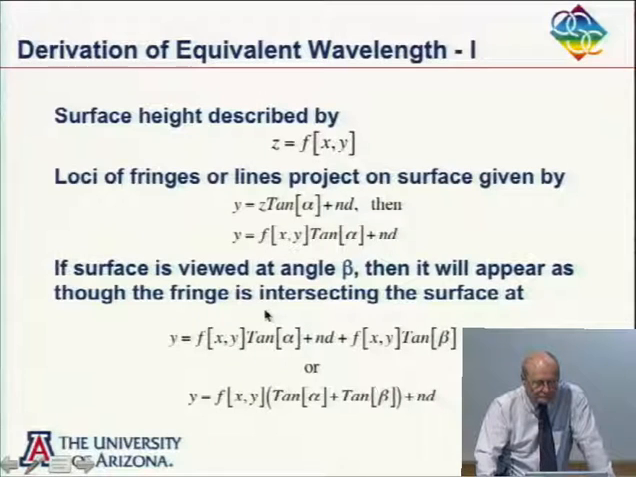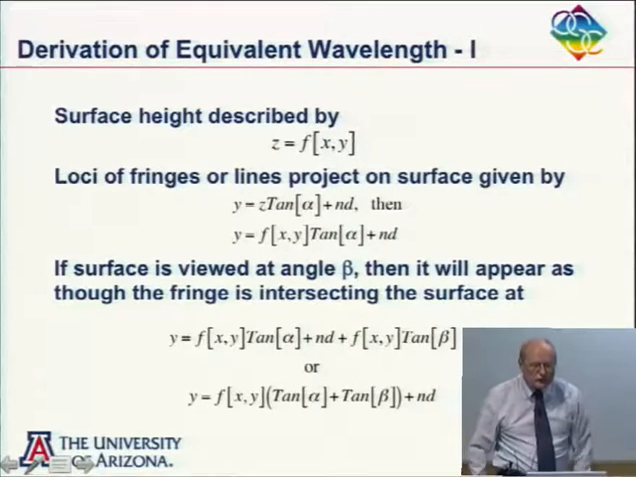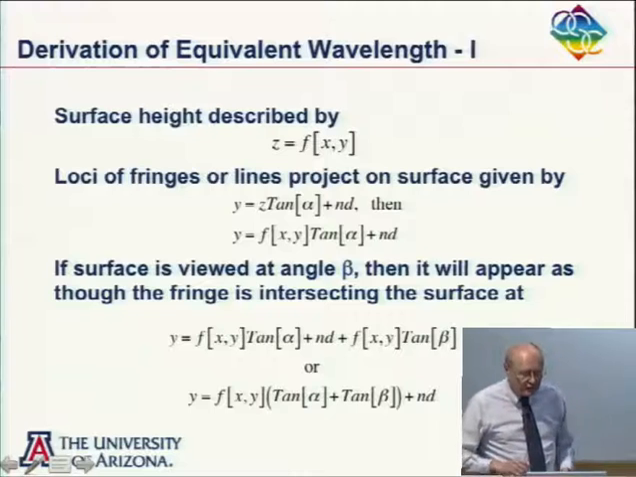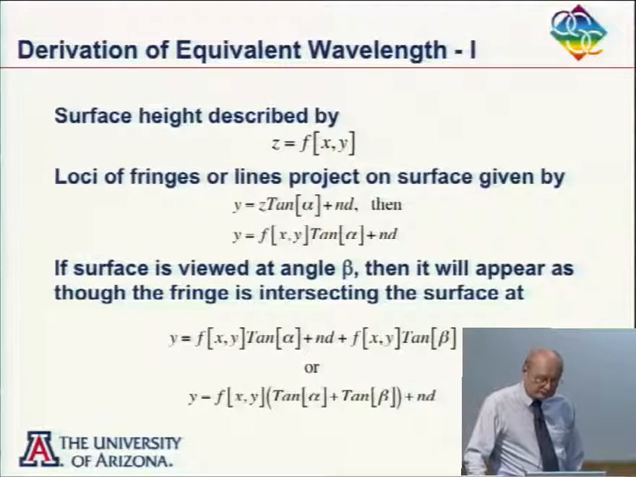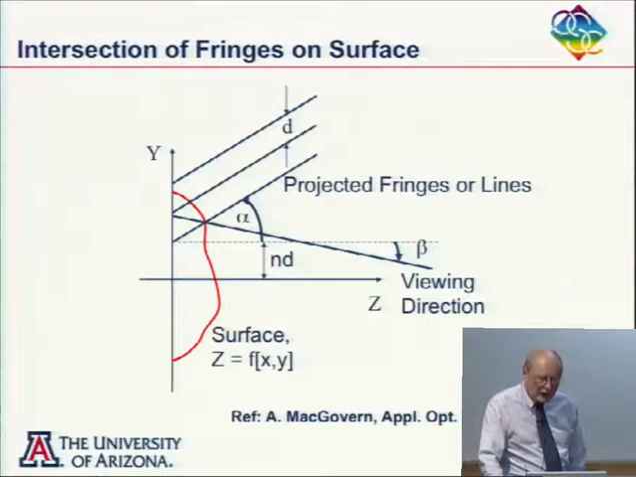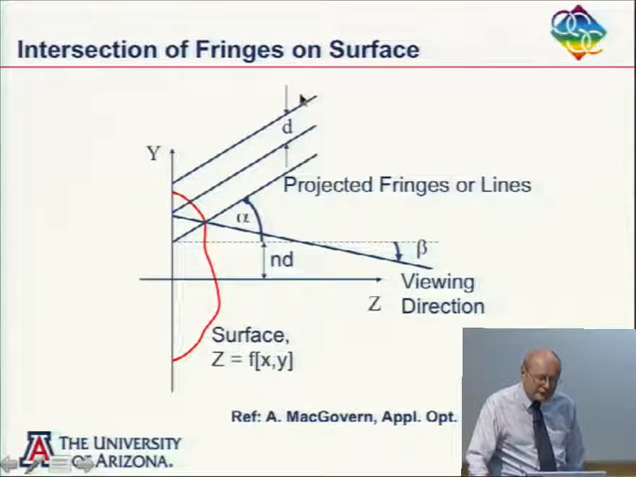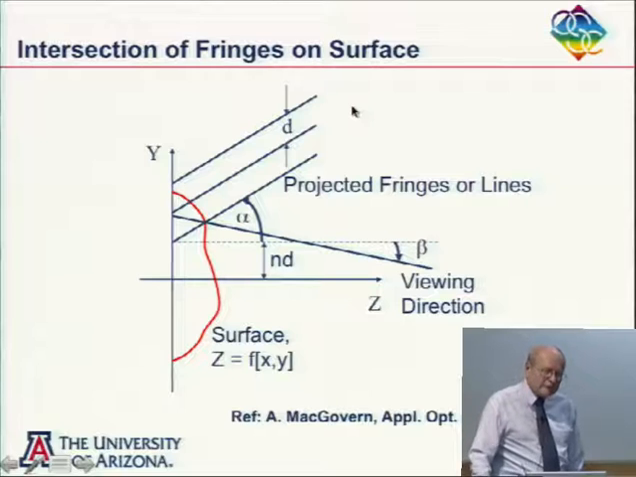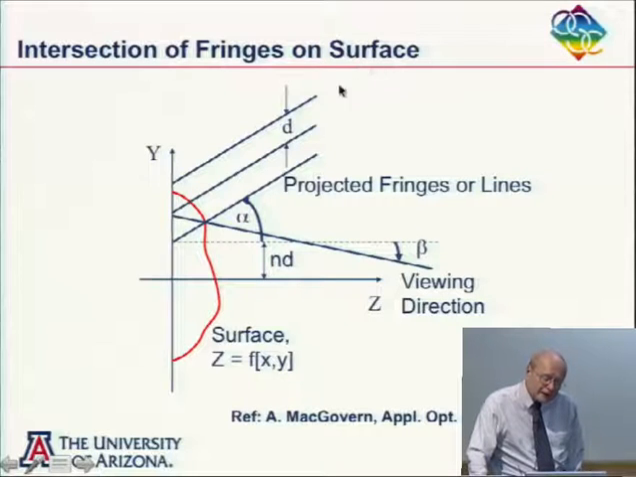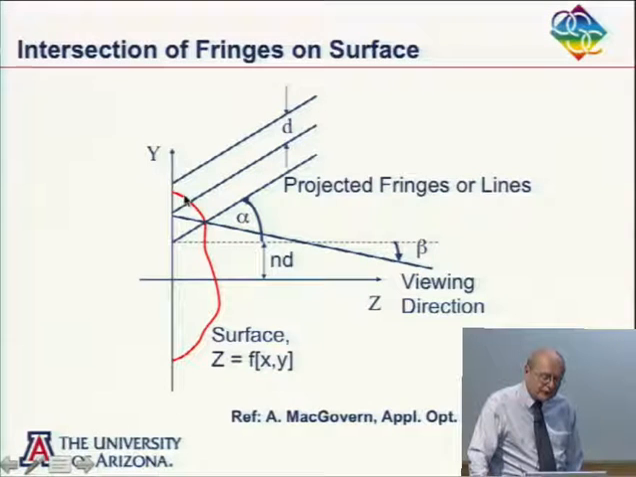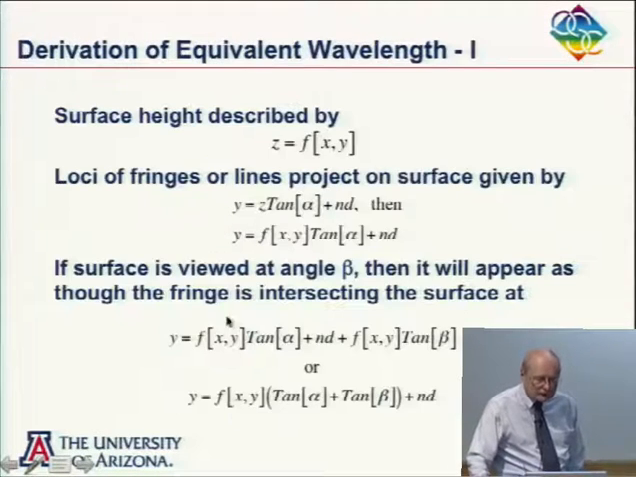Okay, so this is our equation showing us where we think these lines are intersecting this surface. And when I say lines, I mean you can be projecting lines down here, or I can be projecting interference fringes. I could have two collimated beams interfering, and I have these fringes existing in space, and I see where these intersect that surface.